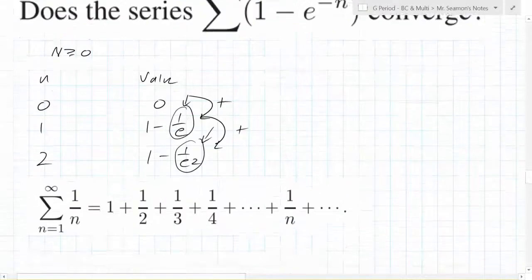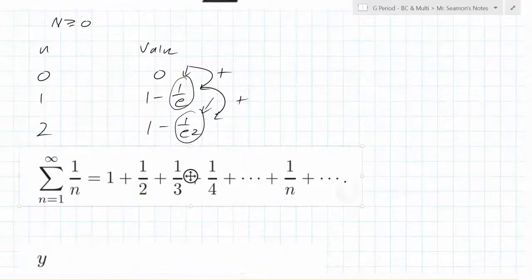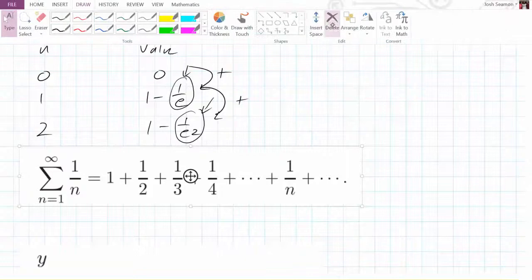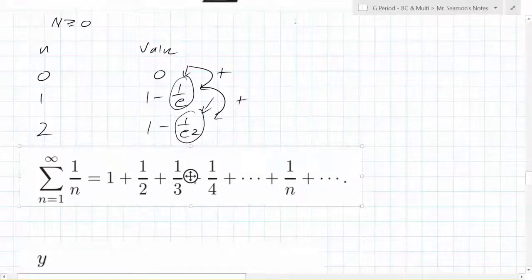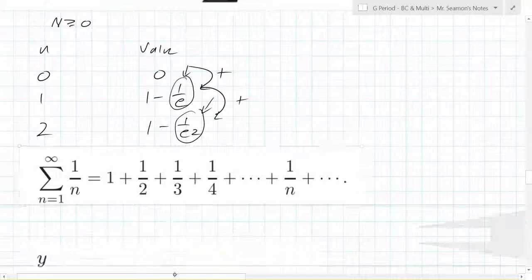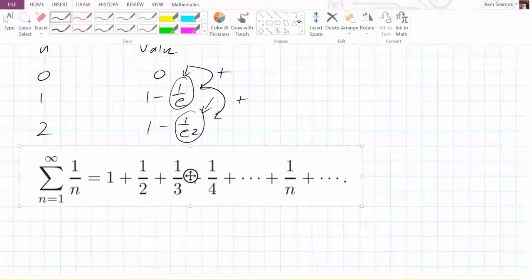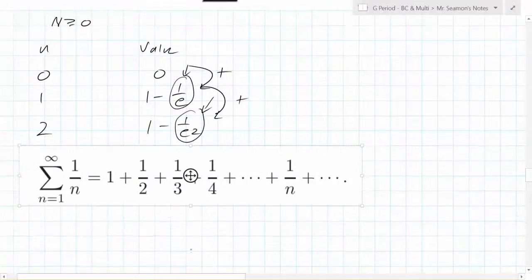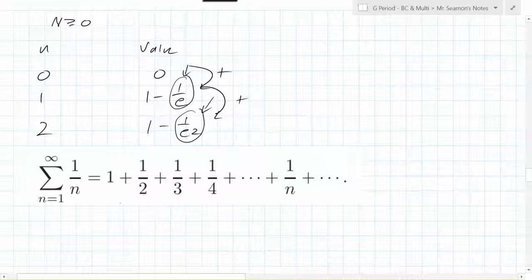Bless you. What about this one? This is a fantastic one, and this is one we're going to talk about for a little while. We saw this one before. Did anybody come up with a name for this? Begins with an H? No? Really? So do the terms go to 0? 1, 1/2, 1/3, 1/4. 1 over n goes to 0.